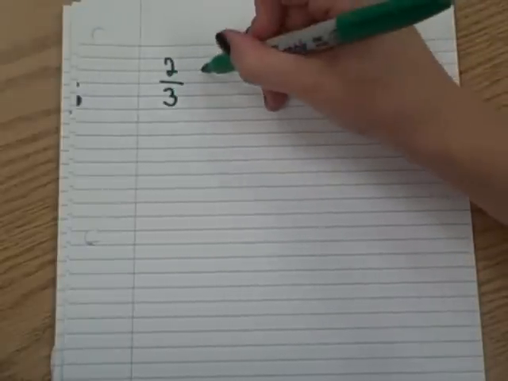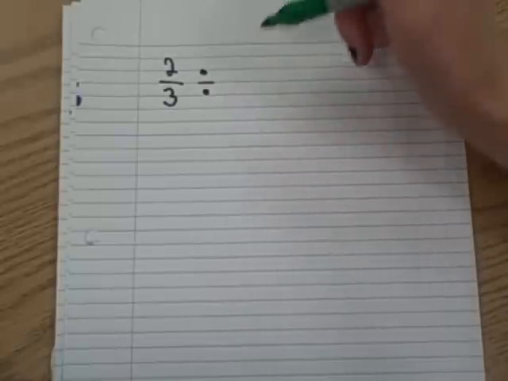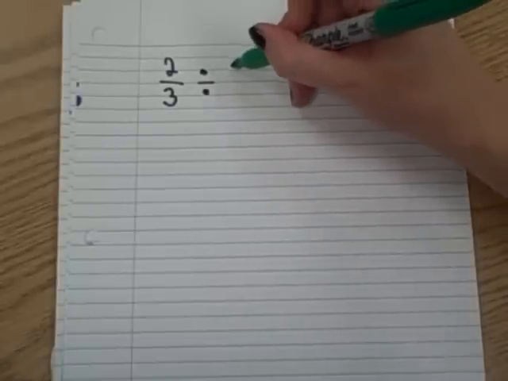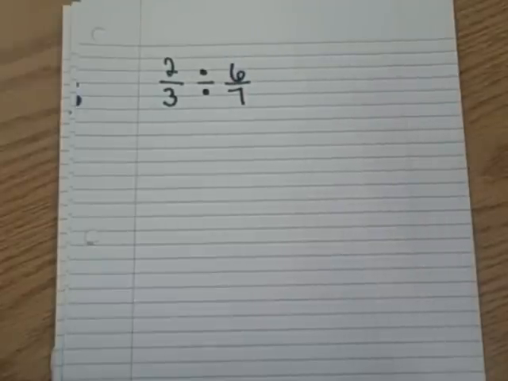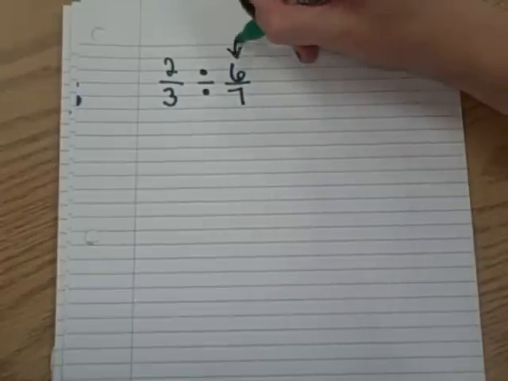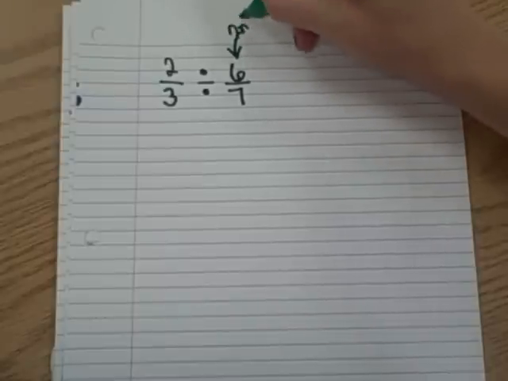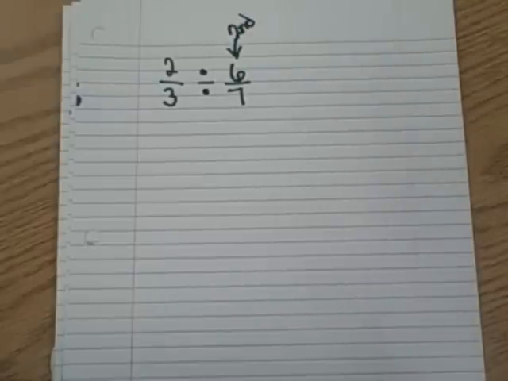Here's an example. 2/3 divided by 6/7. You always flip the second fraction. The second one is the one we flip. And there's a funny little saying, and it says, second fraction, don't be shy, flip yourself and multiply.